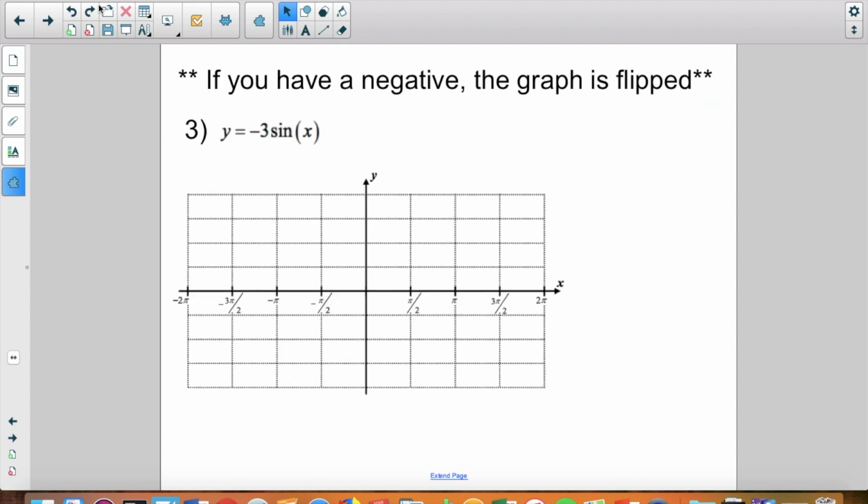If you have a negative, the graph is actually flipped around. So what we're going to do here is we're first going to just plot what the regular sine would look like, and then we're going to go from there. So I'm just going to do this very quickly, very simply. So sine usually starts at 0, and then it goes to 1, 0, negative 1, 0. And I can go in both directions.